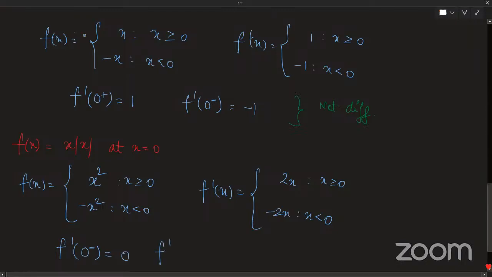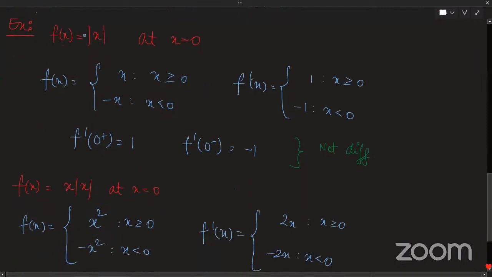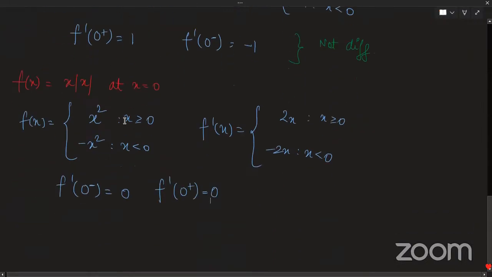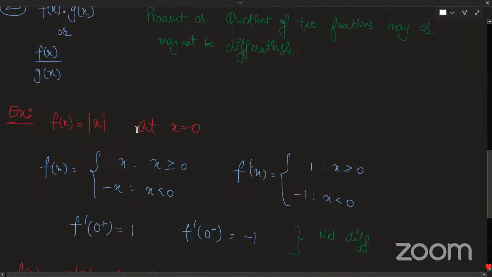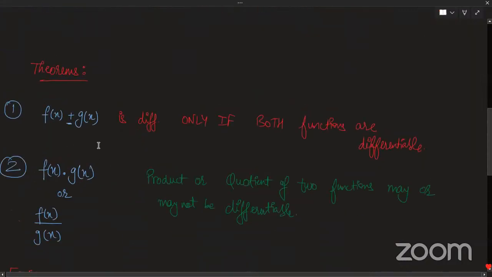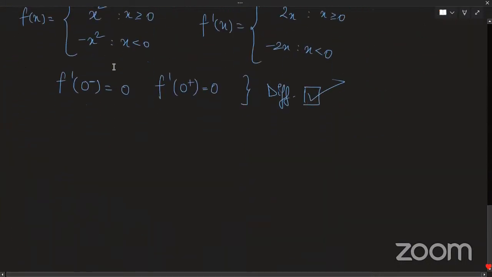And what about f dash of 0 plus? It's also 0. So you can see over here, one function is mod x, the other function is x mod x, which is basically x multiplied by mod x. So mod x was not differentiable, but its product with x was differentiable. In continuity, if one of the functions was non-continuous, the entire function became non-continuous. But this is not how it works in differentiability.